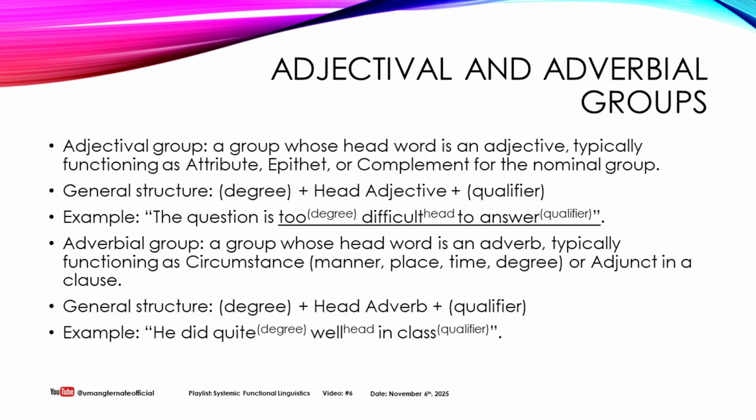Okay, so a degree is a pre-modifier because it comes before the head word. Meanwhile, a qualifier, just like in the nominal group, comes after the head word, so it is called a post-modifier. Well, these terms also apply to other groups. I think enough for these groups, right? So we can continue to the next group.